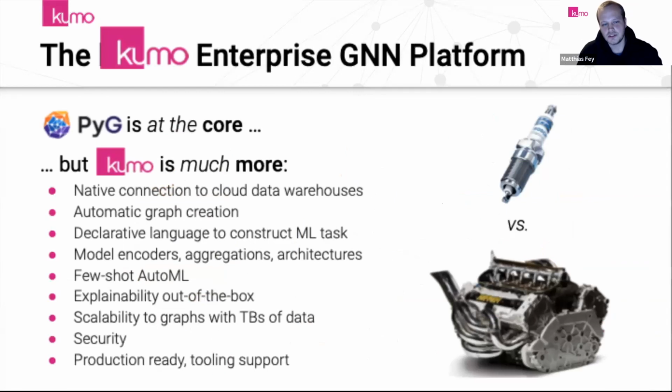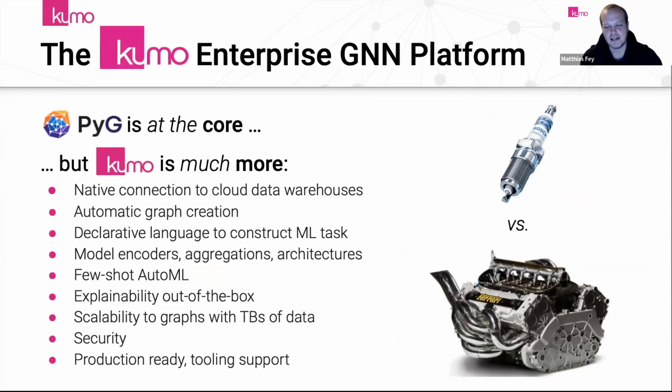The goal of the Kumo GNN platform is to make working on relational data as easy as possible. It is important to note that PyG is at the core, but Kumo is much, much more. It means that we have native connections to cloud data warehouses. You no longer have to deal with graph creation and all the issues that come with it. You just need to define your schema, and Kumo will take care of creating the graph. We have a declarative language to construct various machine learning tasks and then define how these tasks get mapped to a machine learning problem.